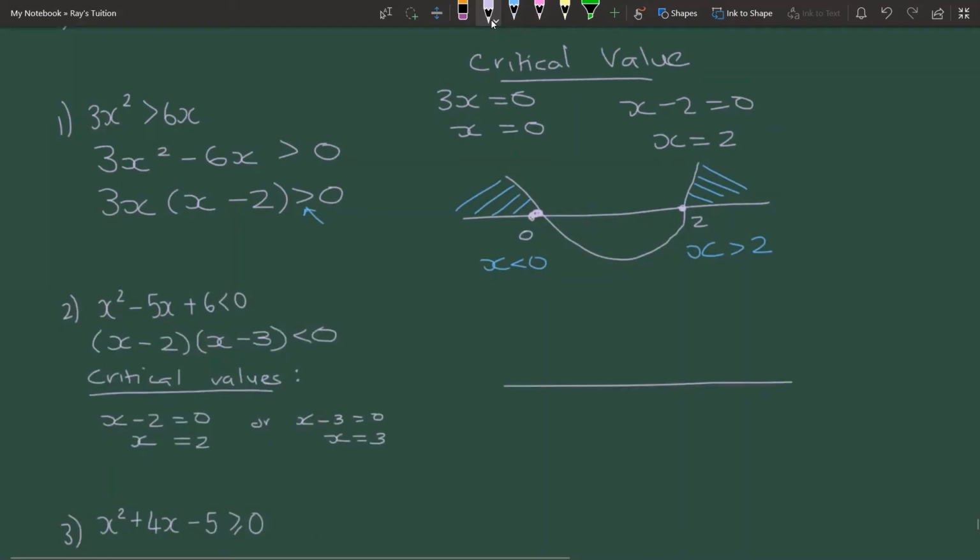Again, the next step is for us to draw a positive parabola with those points. We know it's positive by looking at the coefficient of x squared. If it's positive, then it's a positive parabola. Now our critical values are at 2 and 3, and we are looking for where it is less than 0. Less than is below the x-axis, so it corresponds to this piece over here. And this interval as an inequality is that x is between 2 and 3.